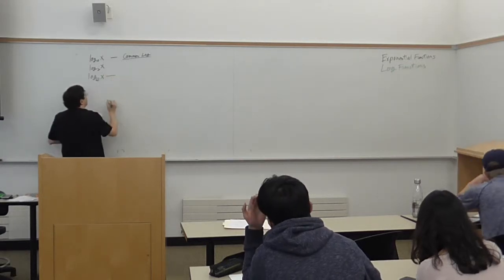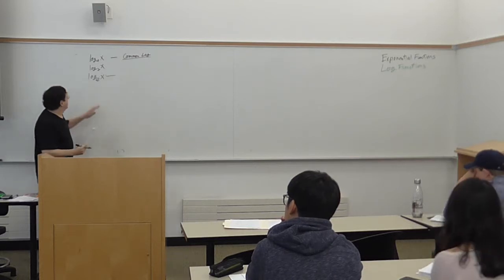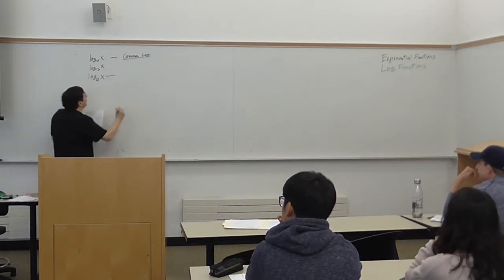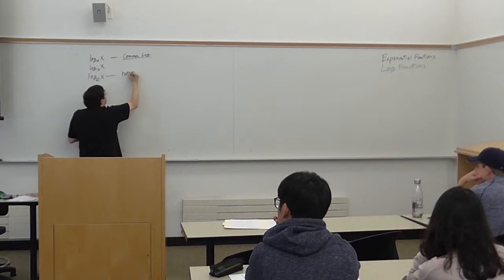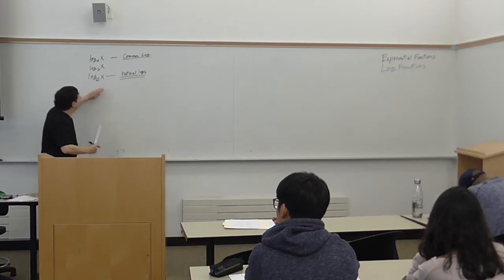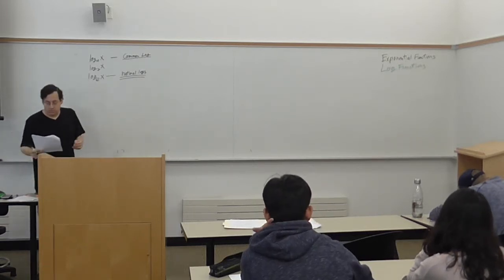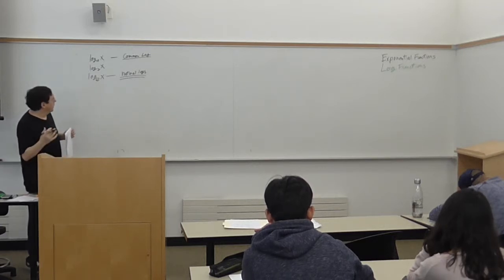For reasons that I can't really explain at this time in your education, logs to the base e are called natural logs. To a mathematician, there's something about e that makes this a very natural log. We'll get a hint of it.